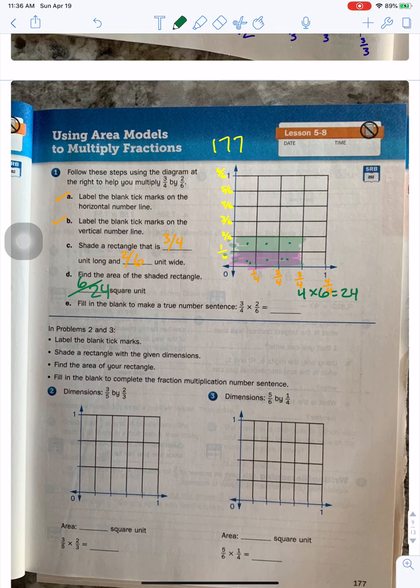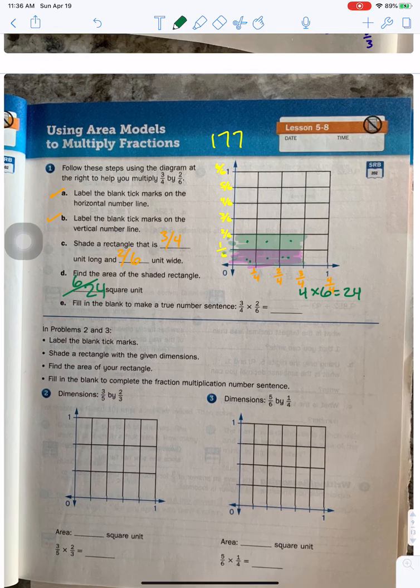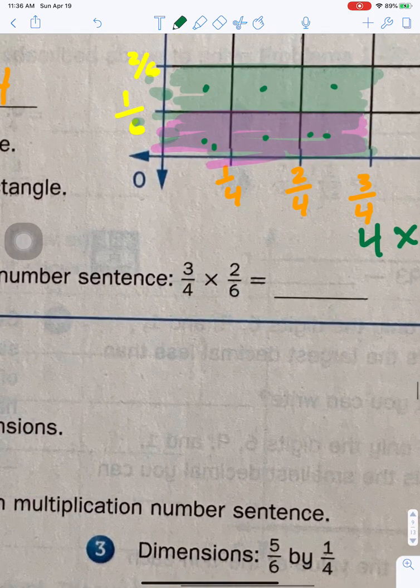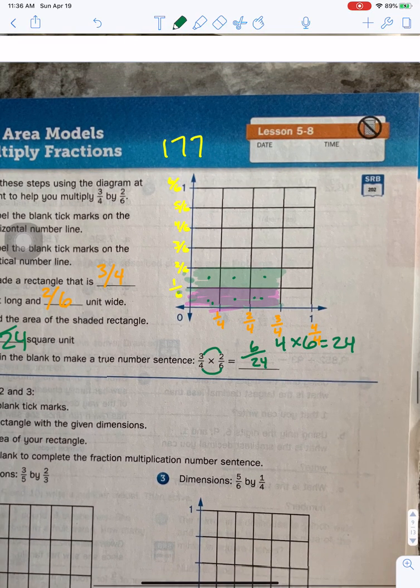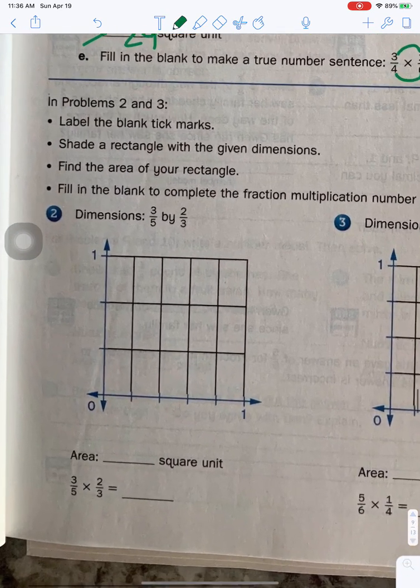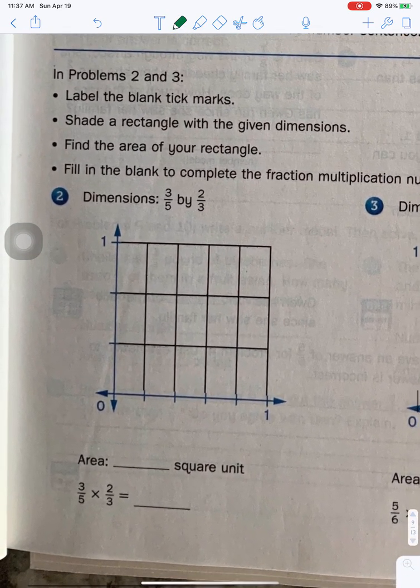Fill in the blank to make this number sentence true. Let's try to do the shortcut. 3 times 2 is 6. 4 times 6 is 24. In problems 2, 3, label the tick marks, shade the rectangle with the given dimensions, and find your area.